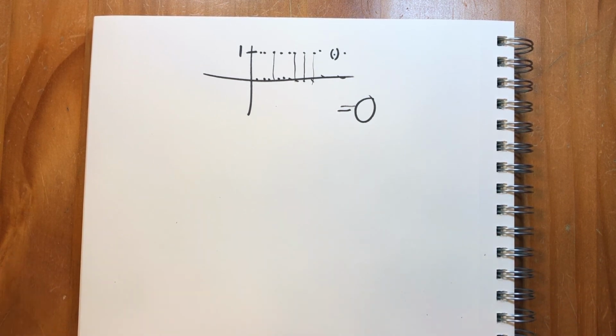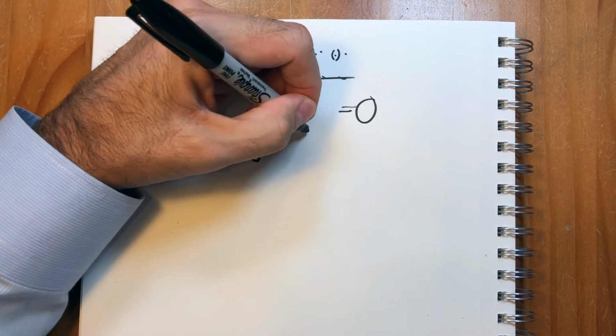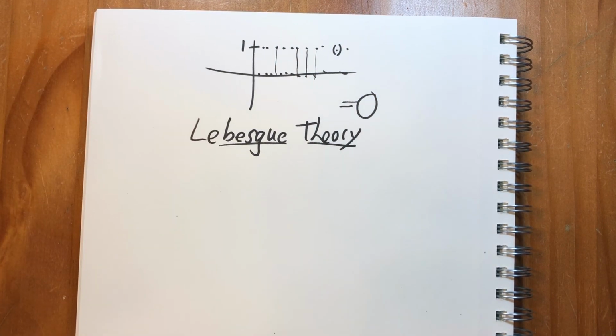Anyway, this is all getting very advanced. The last chapter of Rudin's book is entirely on Lebesgue theory. We're not going in that direction right now, but it's very cool.